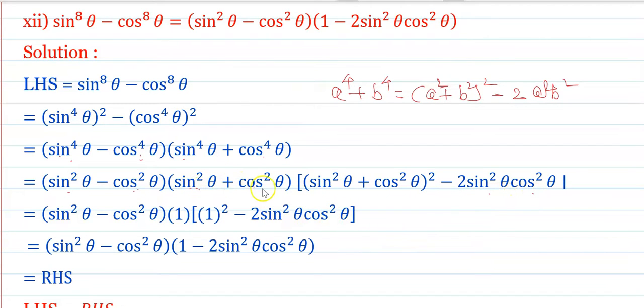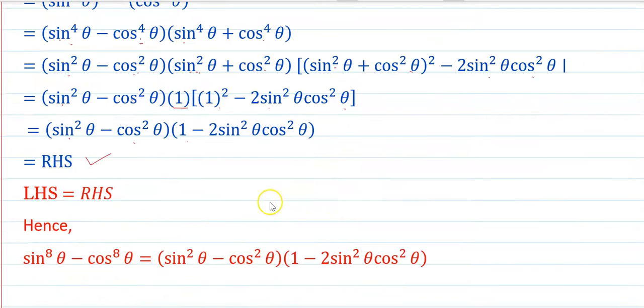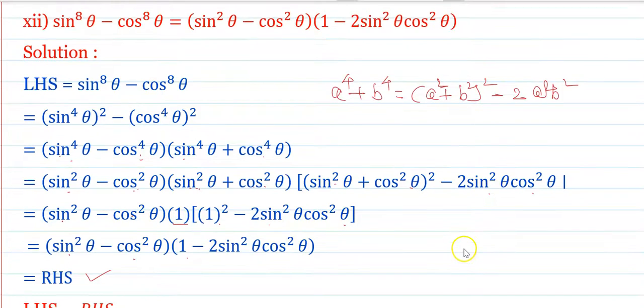Now again sin square theta plus cos square theta is 1 here. Sin square theta minus cos square theta. Next, sin square theta plus cos square theta is 1, minus 2 times sin square theta into cos square theta. And therefore sin square theta minus cos square theta is as it is. And next, 1 minus 2 sin square theta into cos square theta. And this is nothing but the RHS. And hence LHS is equal to RHS. And hence the result is proved.